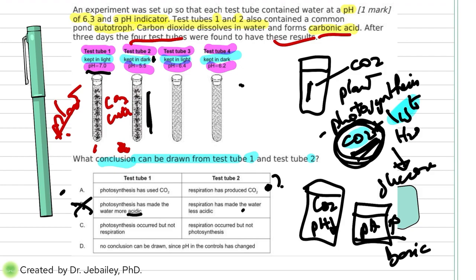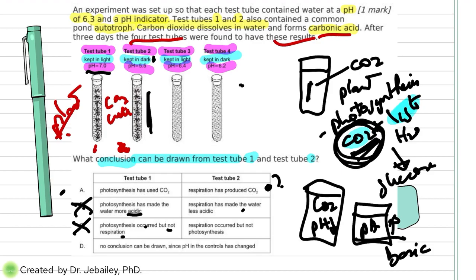C, I don't even have to look at this part. Photosynthesis occurs but not respiration. That's not true. Plants can do both. But at the same time, we don't know if cell respiration was happening, because if it was, the pH would be dropping. So let's look at this one. Respiration occurred but not photosynthesis. No, photosynthesis happened here because you still can have the second part of photosynthesis, which is light independent, in which the CO2 is used. So C is more likely to be a no.